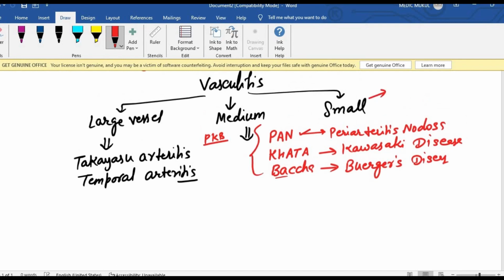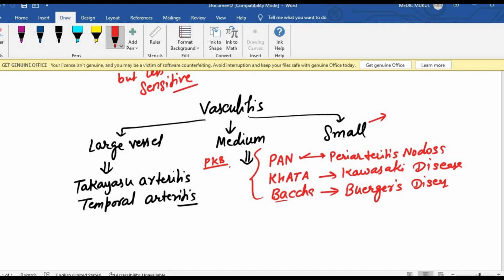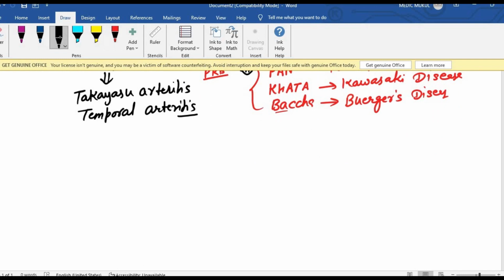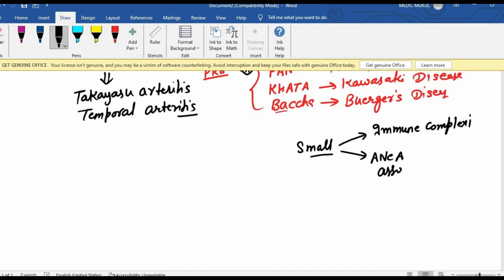Then we have the small vessel vasculitis. What can be the examples? In small vessel vasculitis, we can have immune complex depositions, and other than that, we have the ANCA associated vasculitis. What is ANCA? Anti-neutrophil cytoplasmic antibody.